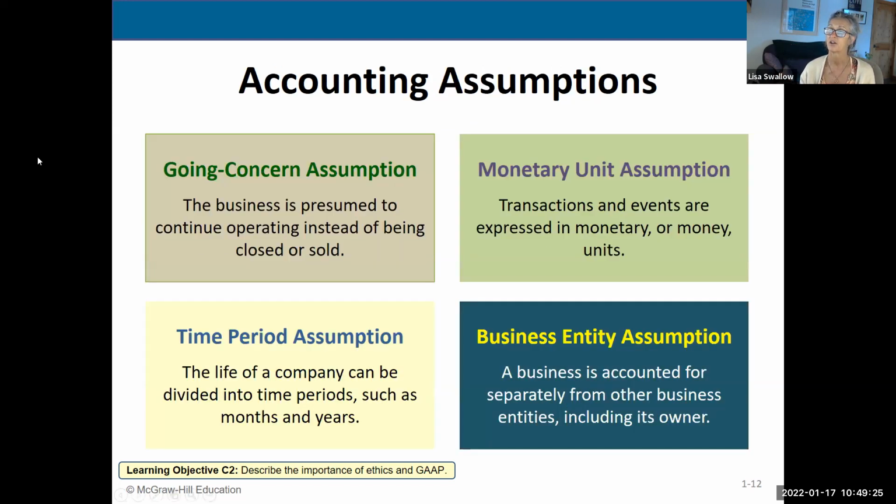Our assumptions are that the business is going to go ahead into the future much like it is now. We also assume that we're using monetary units. In America, that's the US dollar. We assume that the whole life of the business is broken up into time periods. For our purposes here, that's generally going to be months, but you sometimes only close your books once a quarter or once a year. But in here, we're going to be working with months.